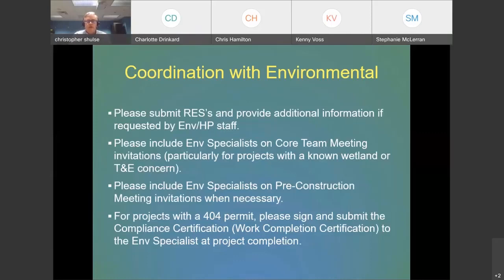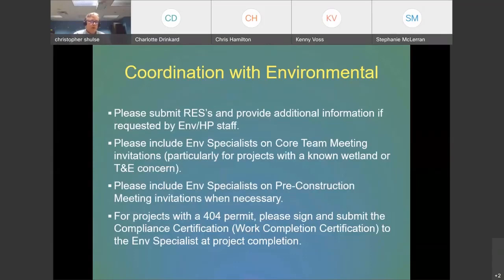Please include our specialists on pre-construction meetings when that's necessary. Oftentimes we might have a job special provision that needs a little bit of explanation to the contractor, just so everybody's on the same page. It's just a good practice to make sure that someone from our office who is familiar with that job special provision can answer questions that the contractor may have, and can also fill in some of those details that may not always come across in a job special.